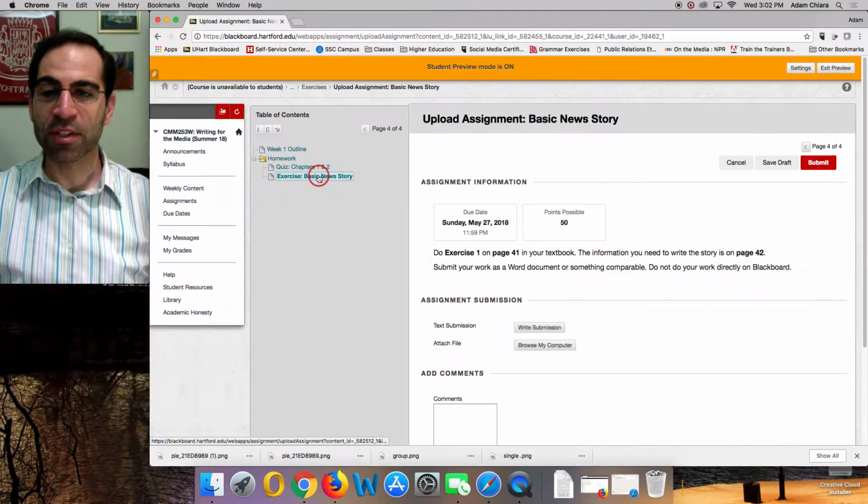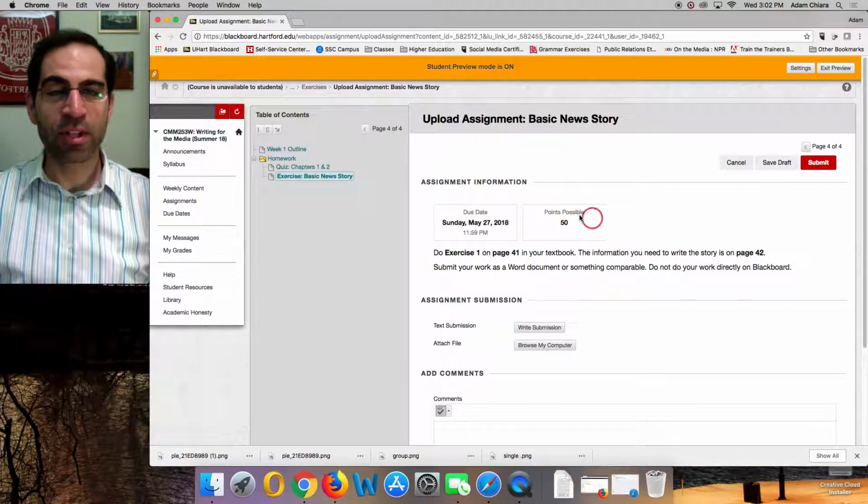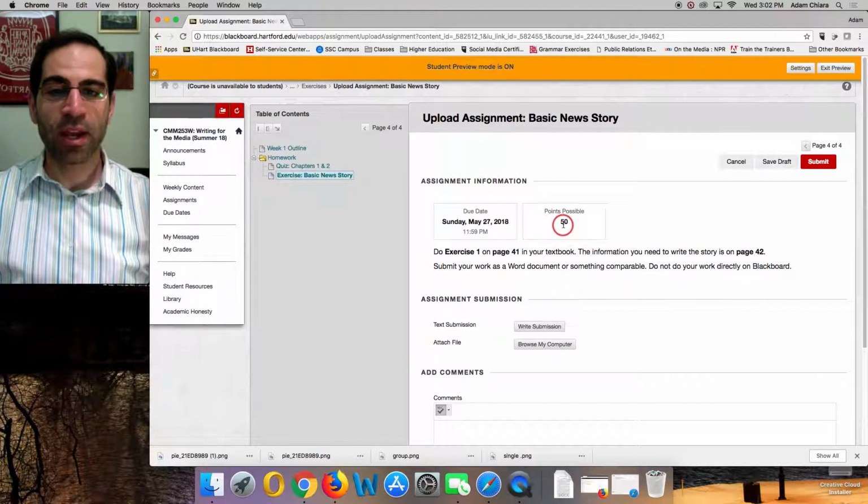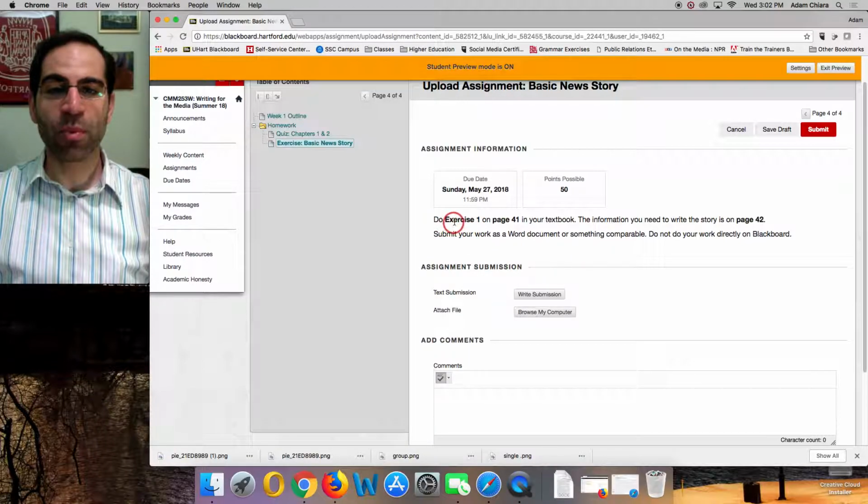And then moving on to what else you've got for this week, I'm going to backtrack here. You've got this exercise. It's worth 50 points. The quiz was worth 50 points as well. You're going to be doing exercise 1 on page 41 in your textbook. All the information you need to complete that exercise is on page 42. The story that you're going to need to complete it is on page 42.